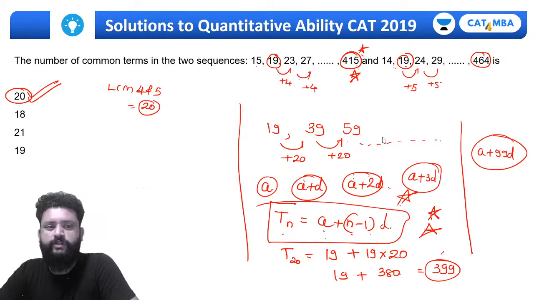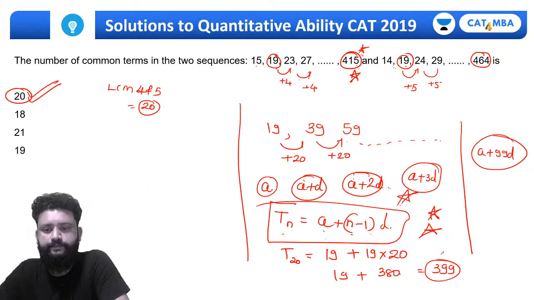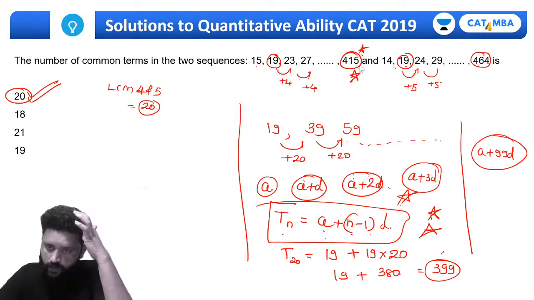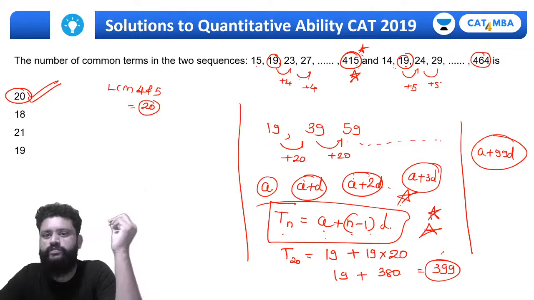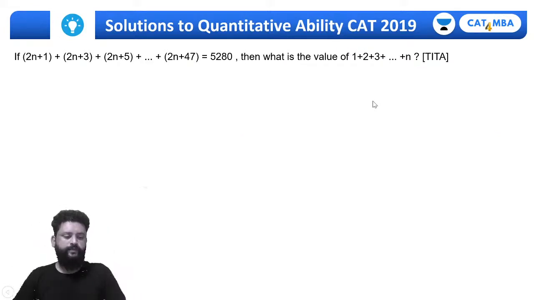So, simple question. So the number of terms is 20. For the last part, you can use the answer options to get this. Okay, I tried 20, which is close to 415, and then adding 20 would cross 415. So that means it has just 20 numbers. So let's move to the next one.